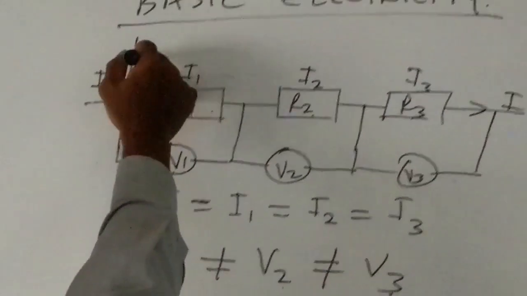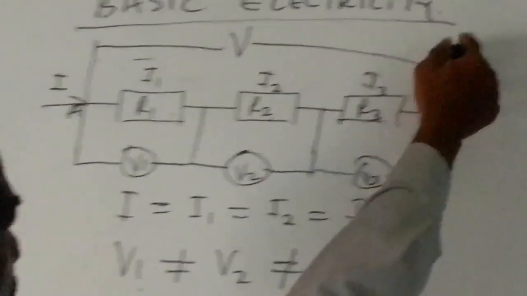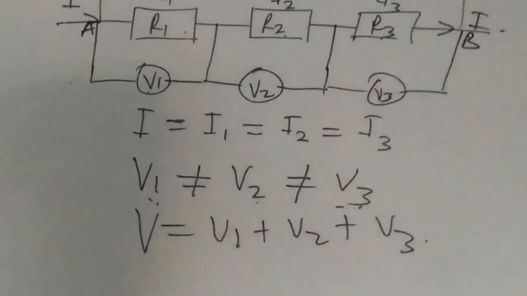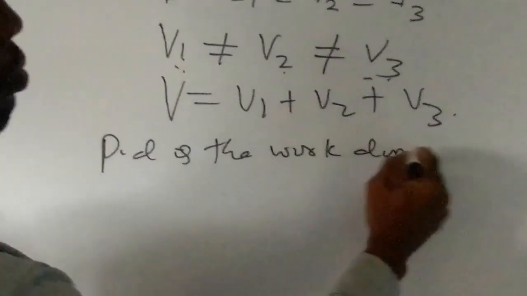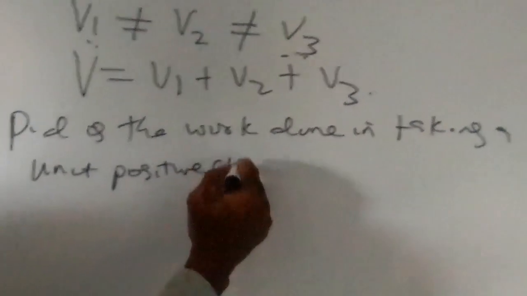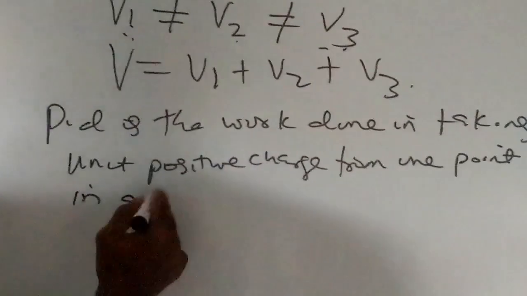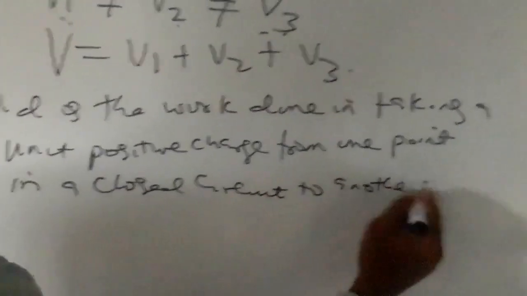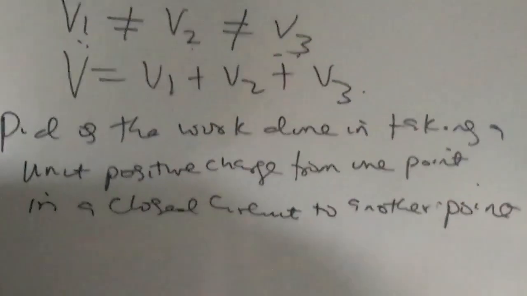But the total potential difference from the end A to the end B, the total EMF, will be the sum of the potential differences, V1 plus V2 plus V3. And I hope we know how to define potential difference. Potential difference is the work done in taking a unit positive charge from one point in a closed circuit to another point. The work done in taking a unit positive charge, that is a charge of one coulomb, from one point in a closed circuit to another point, is what is meant by potential difference.